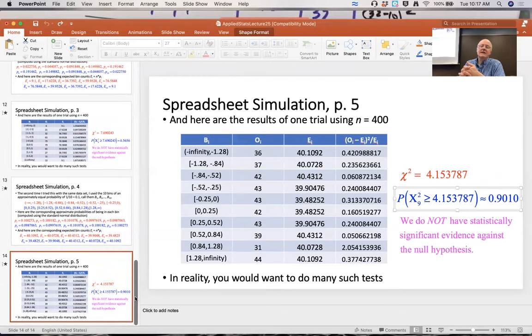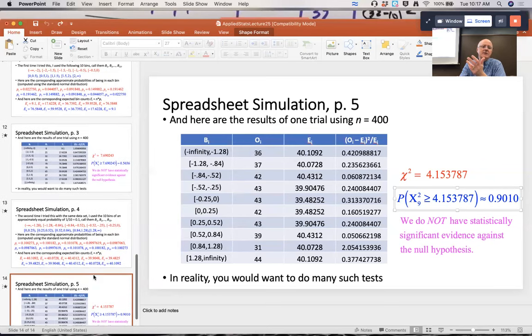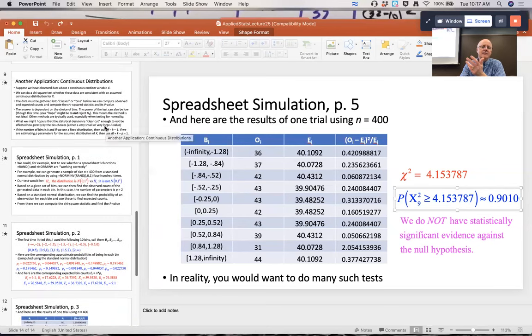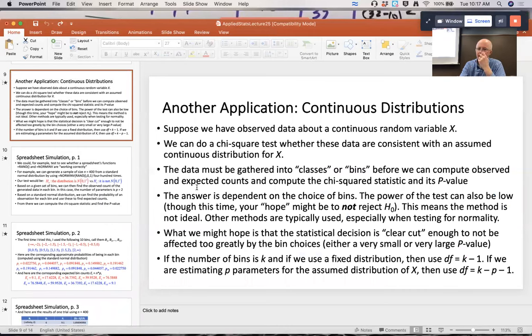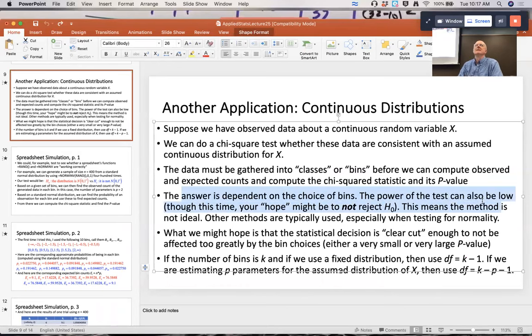I'm not a statistician, but I did talk to a statistician about this. And he said that, yeah, people sometimes do this, but it's actually not the best thing to do. It's not really widely used because it's got low power. The power of the test can be low. And so people typically use other things when they're trying to test for normality. Just a little side note, I'm not going to test you on it. I'll share this PowerPoint with you if you're interested.